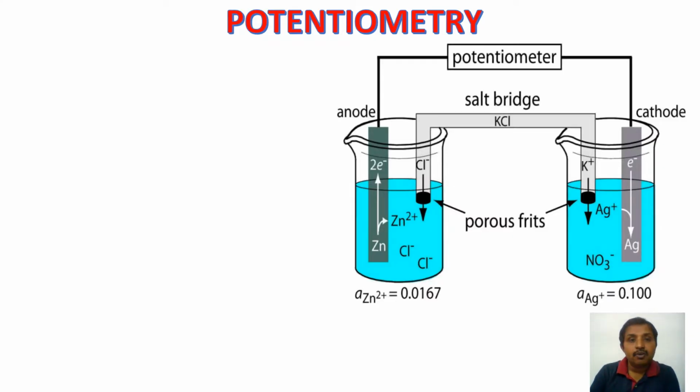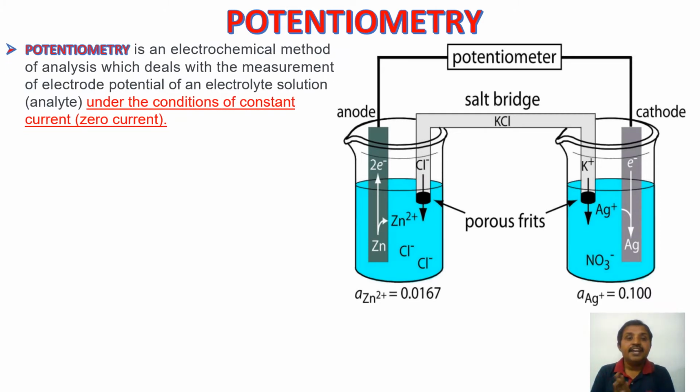Now, let us discuss potentiometry. Potentiometry is an electrochemical method of analysis which deals with the measurement of electrode potential of an electrolytic solution under constant current. Constant current here means zero current. Potentiometry is a phenomenon where the measurement of an analyte takes place at zero current.